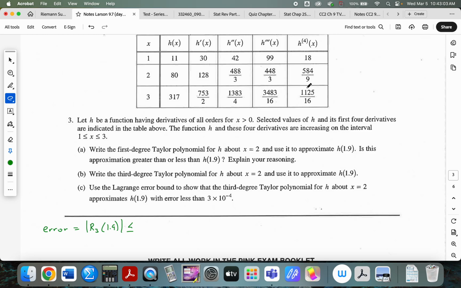Now, we know that h's derivatives are increasing. So the maximum is going to occur at 584/9 over 4 factorial times 1.9 minus 2 to the 4th power, and I'm going to slap absolute value around that whole thing.